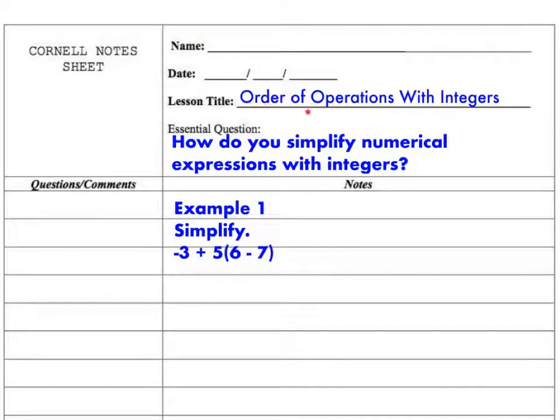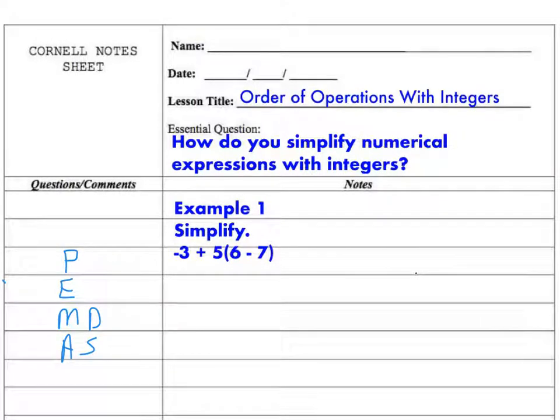Order of operations with integers. The essential question is, how do you simplify numerical expressions with integers? Our first example, we are going to simplify -3 plus 5 multiplied by the quantity of 6 minus 7.